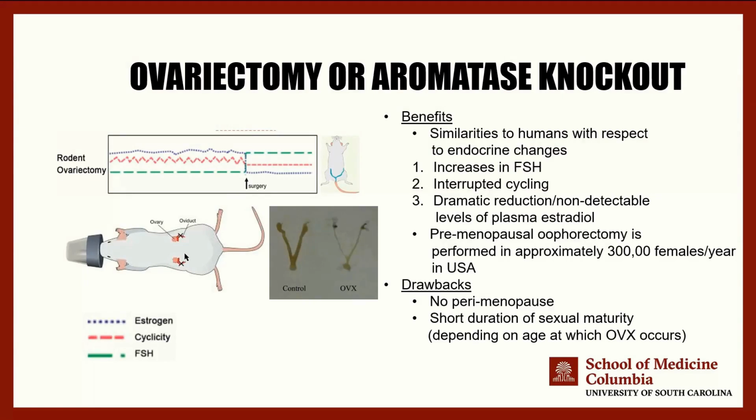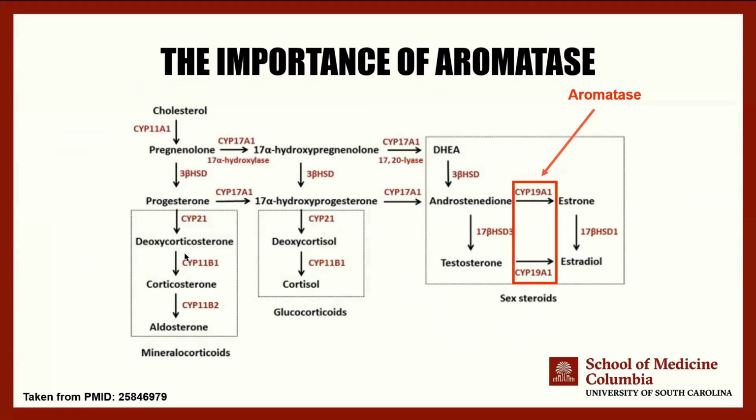And depending on the age at which you OVX, the duration of sexual maturity can be a factor. So we typically wait until the mice are sexually mature, 10, 12 weeks of age, and then we induce that surgery. The other model is a genetic model, the aromatase knockout model. If you remember from our previous slides, aromatase is necessary to convert androgens to estrogens. So if we have an aromatase null mouse, we should theoretically have no estrogen.